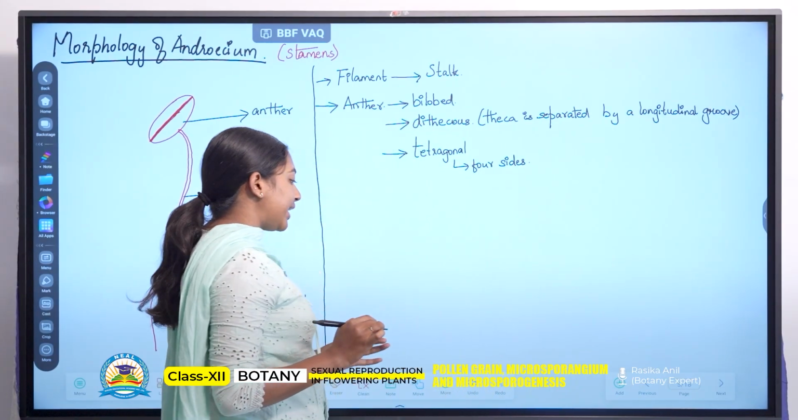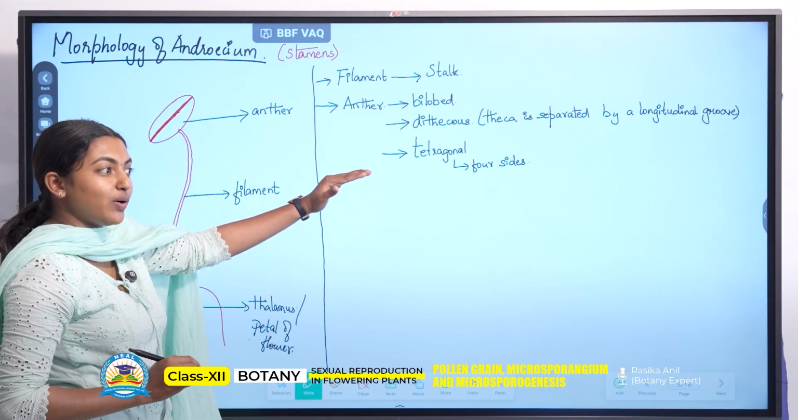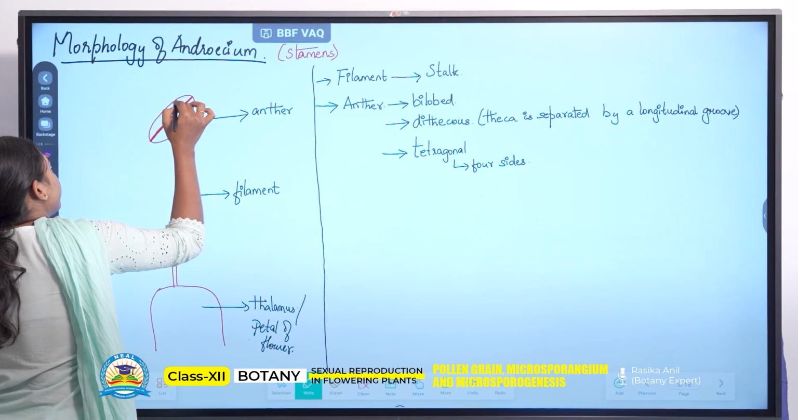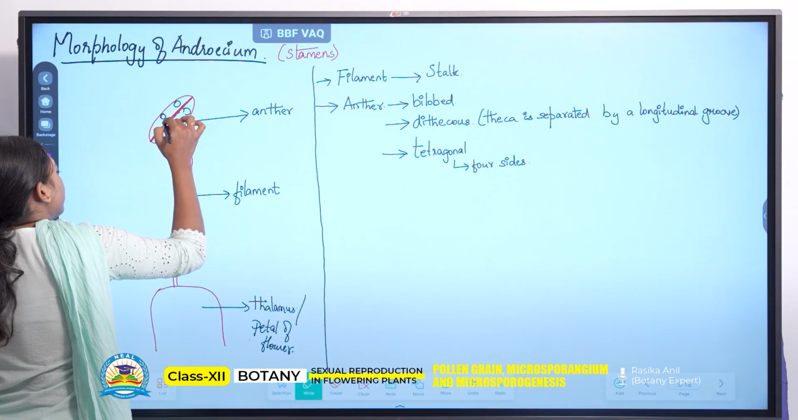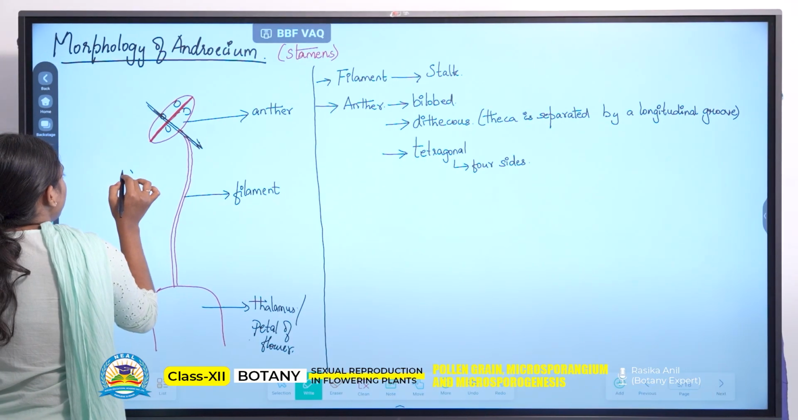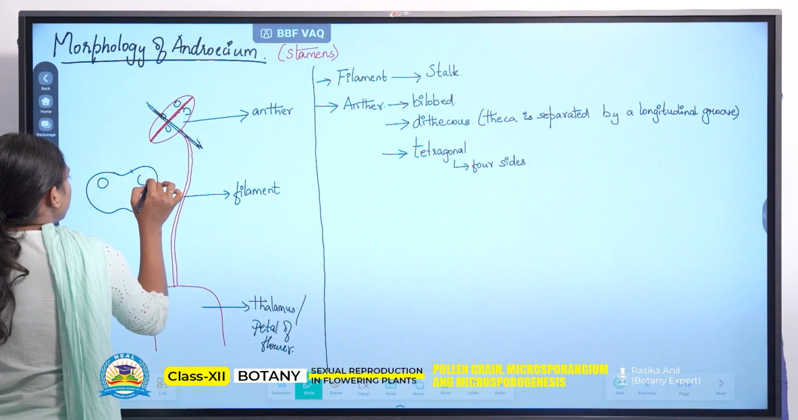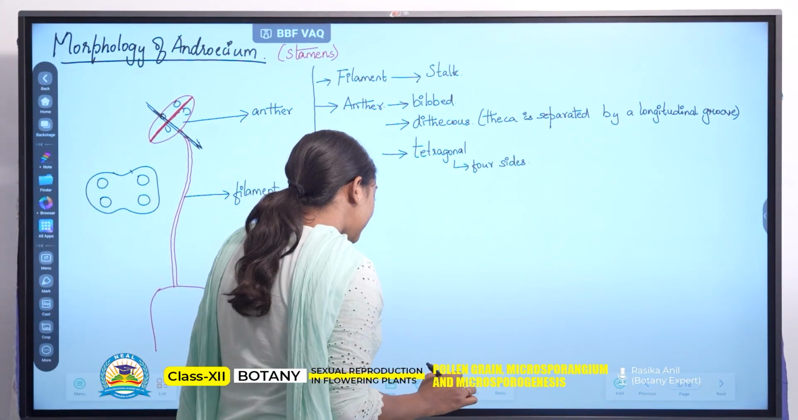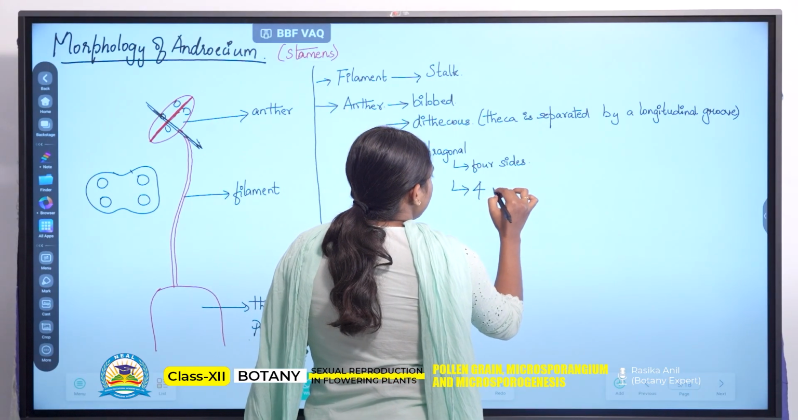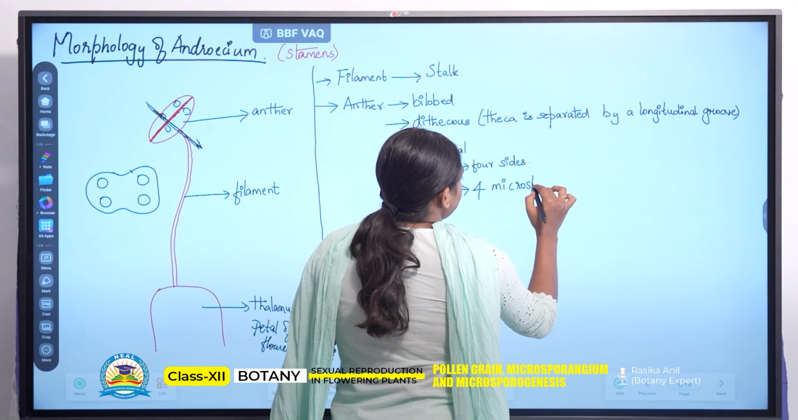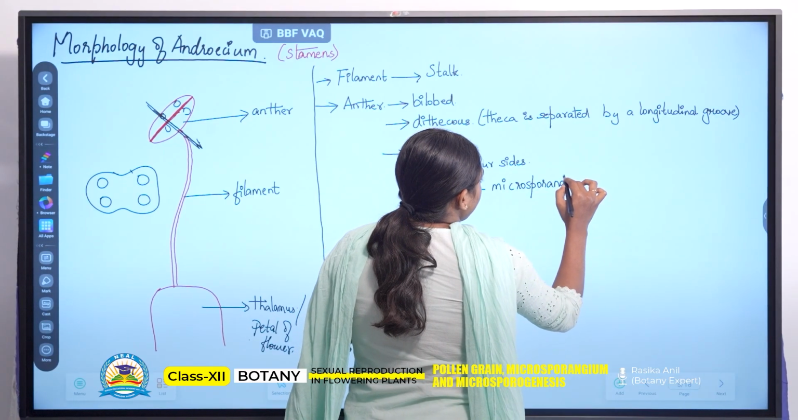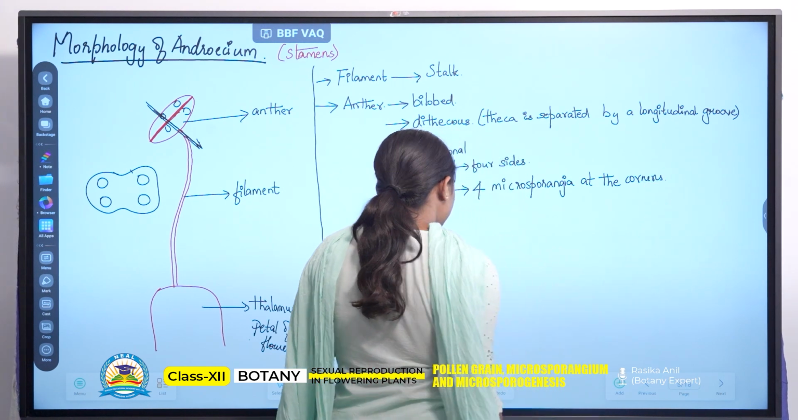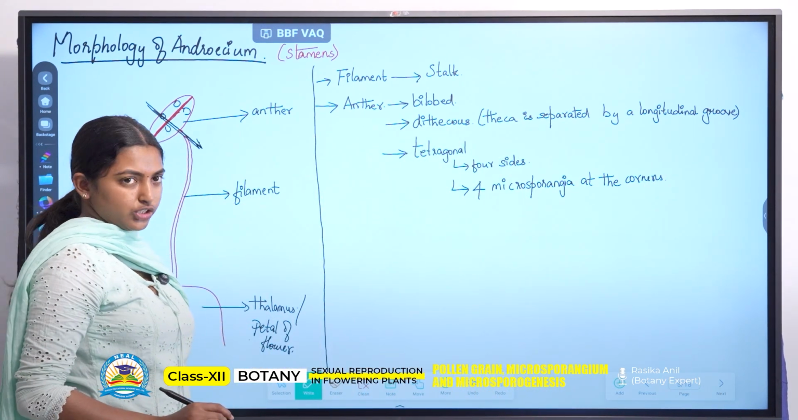In each side of this tetragonal structure, you have something called a microsporangium. You have one here, 2, 3, 4. If you cut the anther like this, you will find it like this: 1, 2, 3, 4. Four microsporangia you will have. So it is four-sided, and you will have four microsporangia at the corners. It will have four corners, and at all four corners you will have a microsporangium.